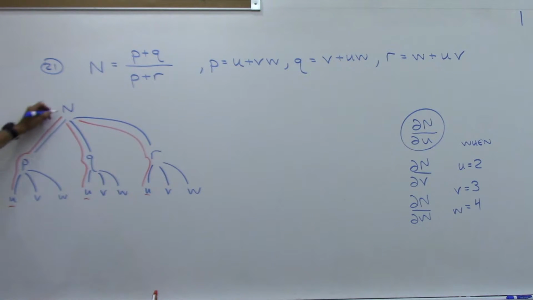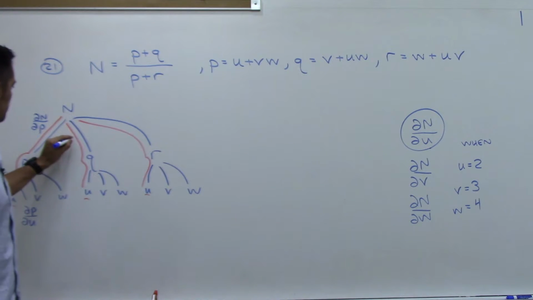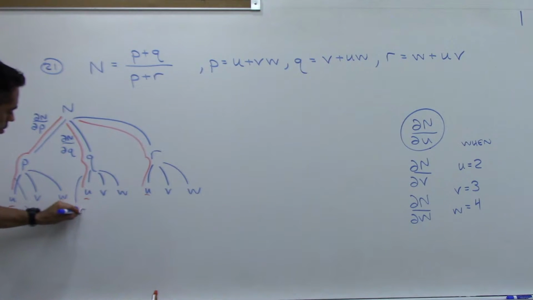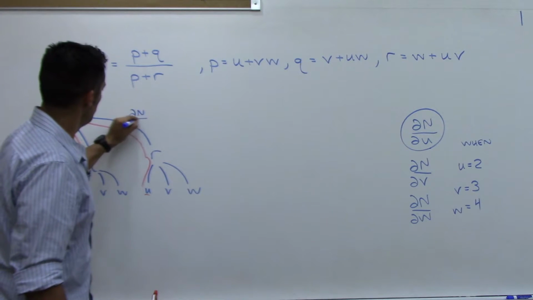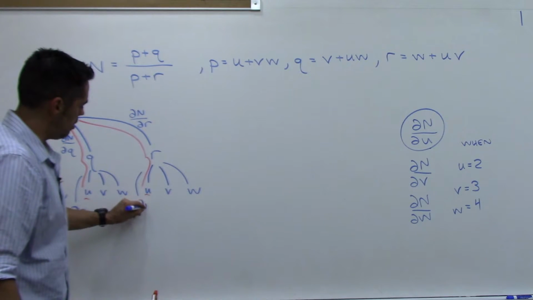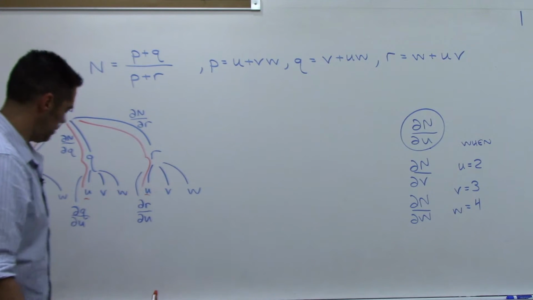So down this path right here, because N splits, I'm going to have partial N with respect to P. Down this path, I might be out of room on the camera. This is partial P with respect to U. Remember, P splits, so it's a partial. This right here is partial N with respect to Q. And then down this path, partial Q with respect to U. Then this path right here, partial N with respect to R. Then down that one, partial R with respect to U. Woo!